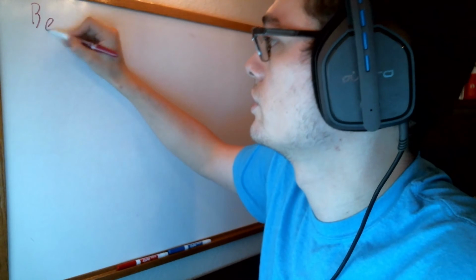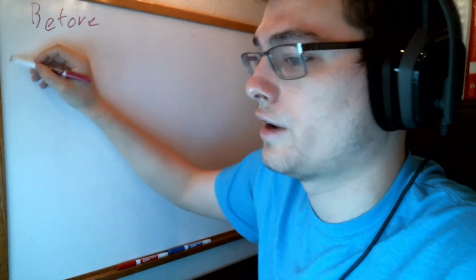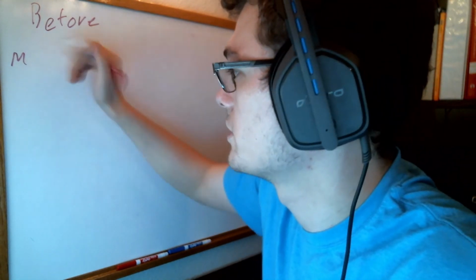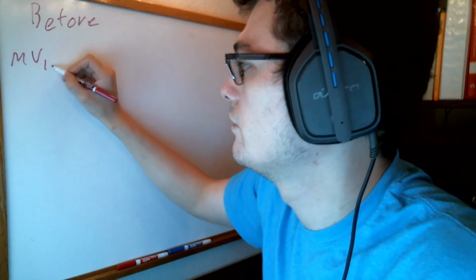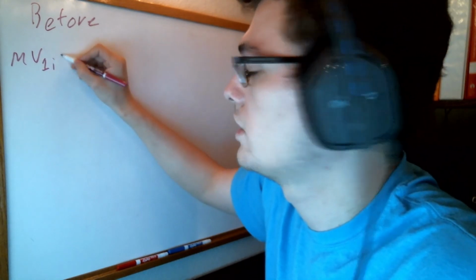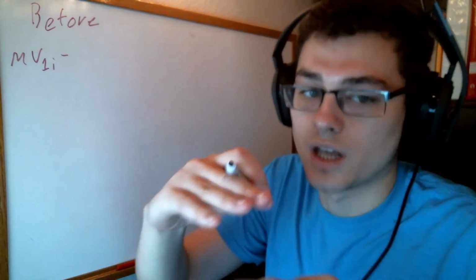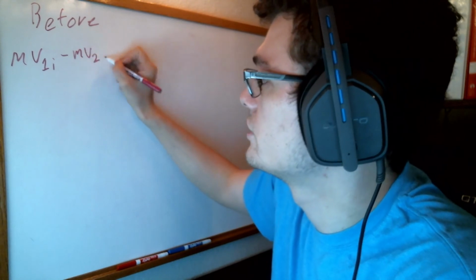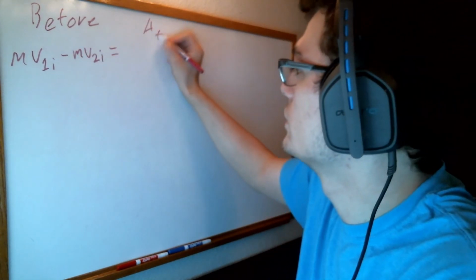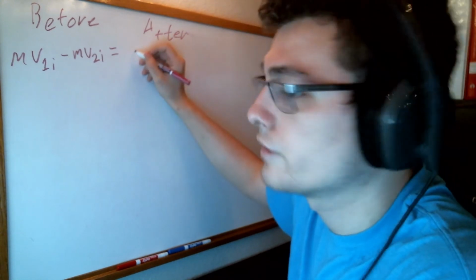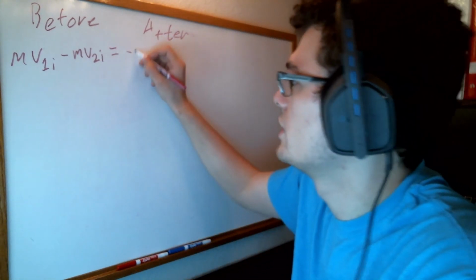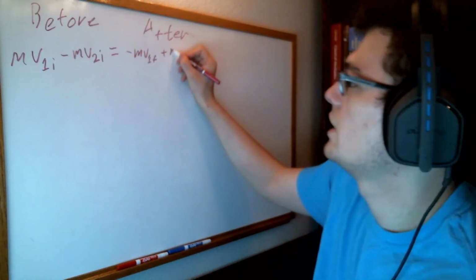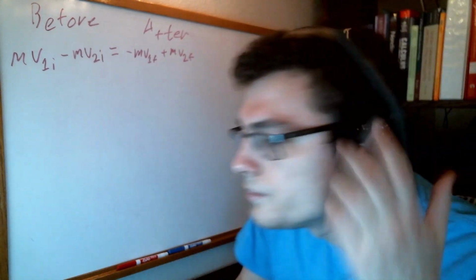So before the collision, they have, oh, they have the same mass, so we don't have to clarify m's. mv1i, and then since ball 2 is moving in the negative x direction, we're going to have to put a negative here, minus mv2i. And then after the collision, they both change directions, so this is going to be a negative mv1 final plus mv2 final.